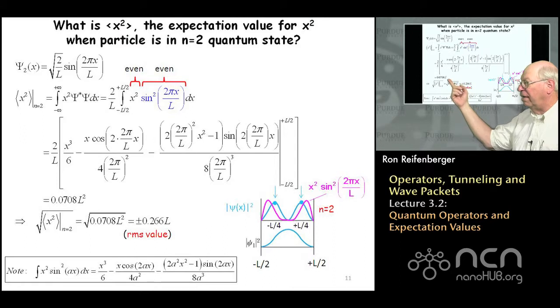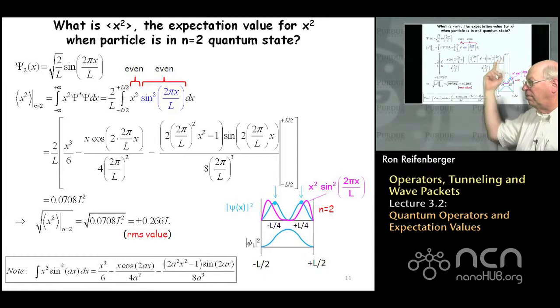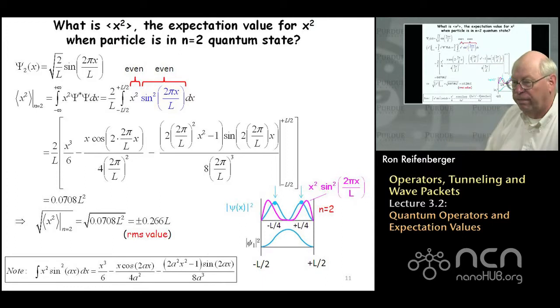What you find is, after you evaluate the integral between the limits of minus L/2 and plus L/2, that the average value of x squared is not 0. It's slightly shifted. It's 0.0708 times the width of the well squared. It just means that if you took the square root of this x squared, you would get an RMS value for the particle's position. That RMS value turns out to be plus or minus 0.266 times the width of the well, L.